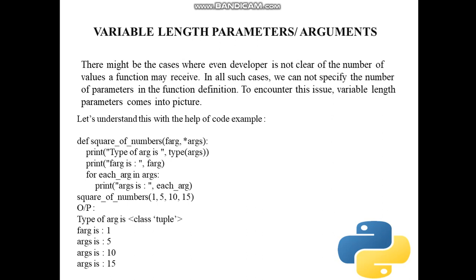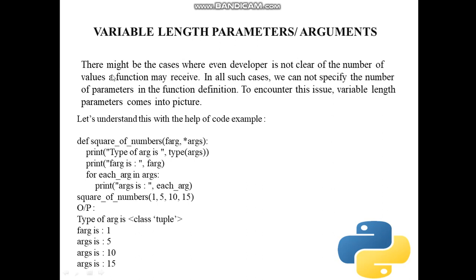There might be cases where even the developer is not clear of the number of arguments or values a function may receive. In all such cases, we cannot specify the number of parameters in the function definition. Here, even the developer does not know how many parameters there are. So to encounter this issue, variable length parameter comes into picture. Let's understand this with the help of code.